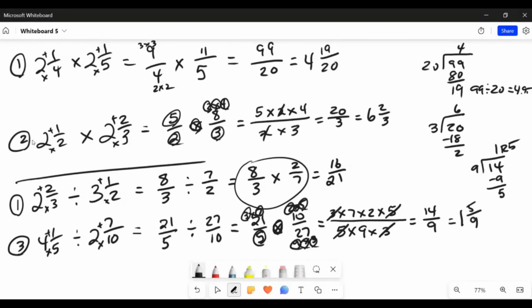So it seems like it's a lot, but it's really not. We're doing the same thing that we have done. All we've added to it is that we have some improper fractions and some mixed numbers. So here is a sheet that I want you to work on.